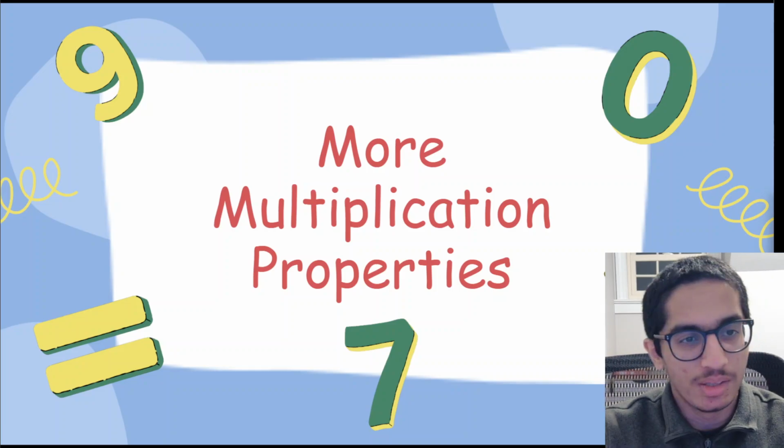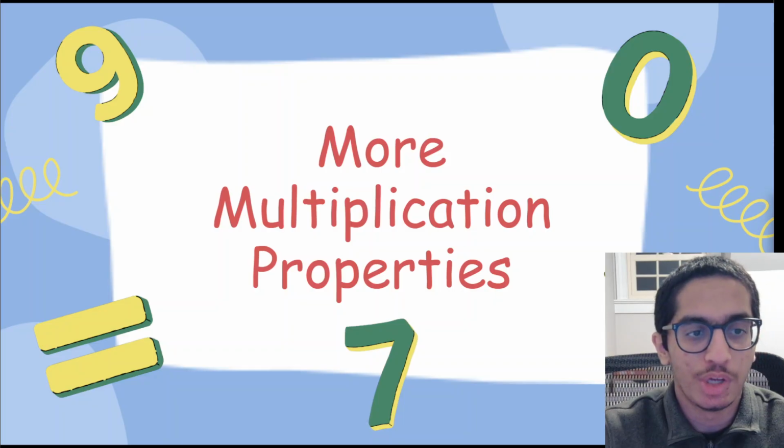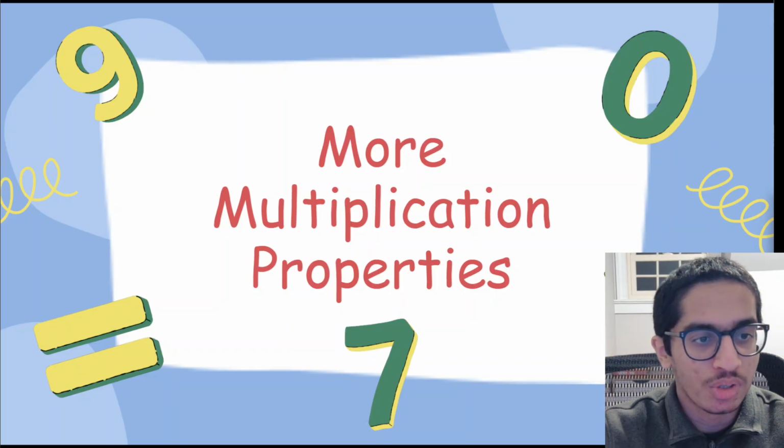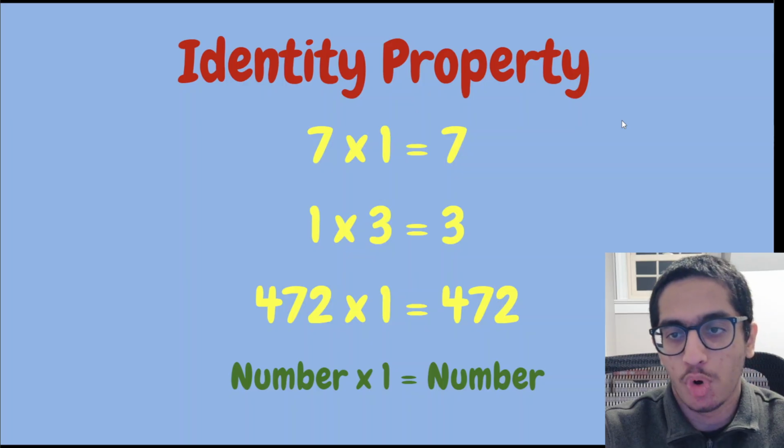Welcome back. In the last video, we learned a couple of properties of multiplication. We learned the basics of multiplication in the first property, the commutative property. Now we're going to learn a few more really simple properties that will help make our job easier. So first is the identity property.